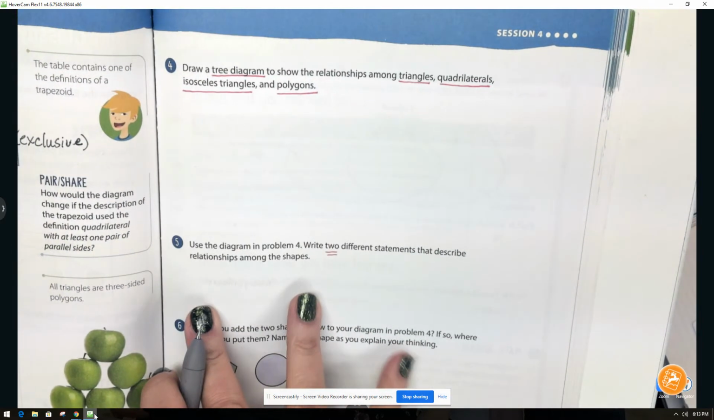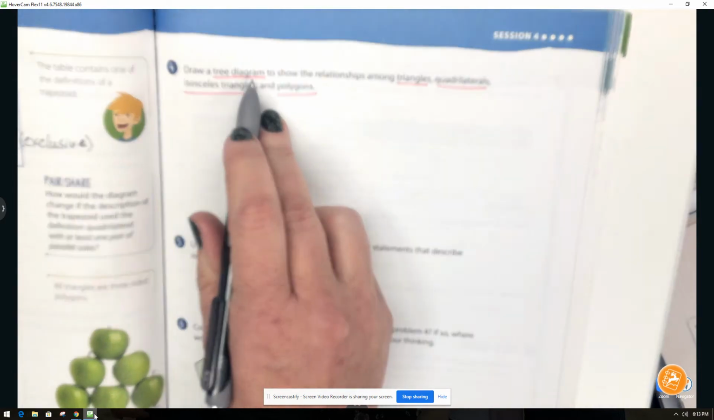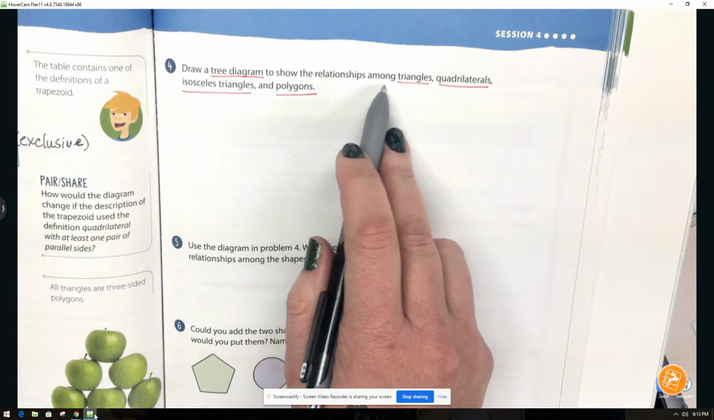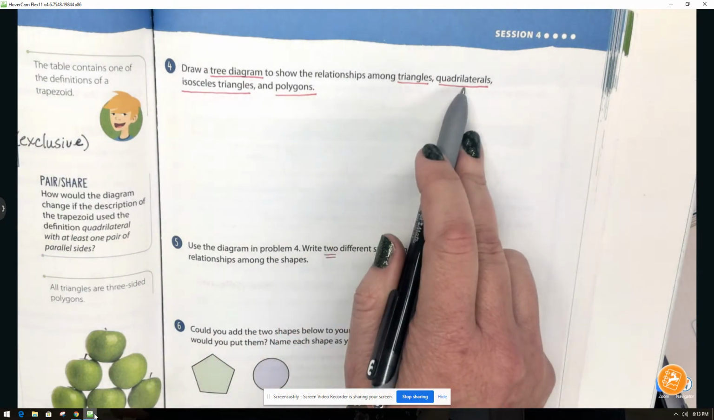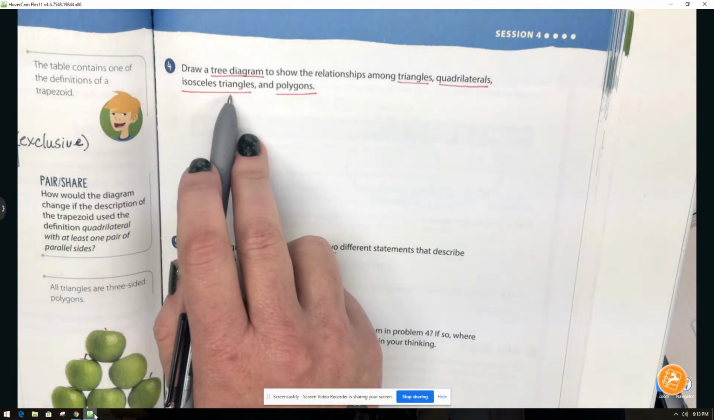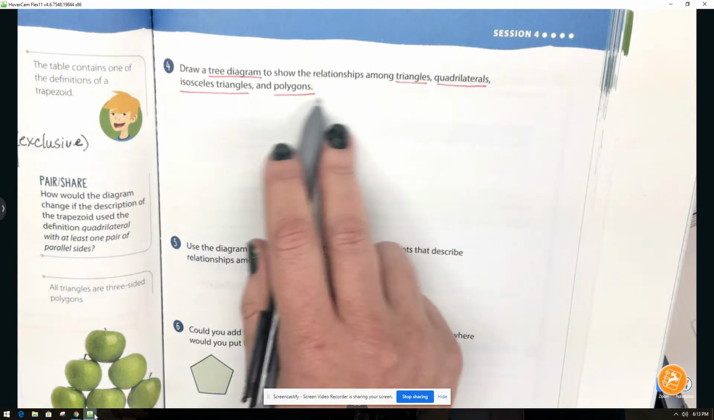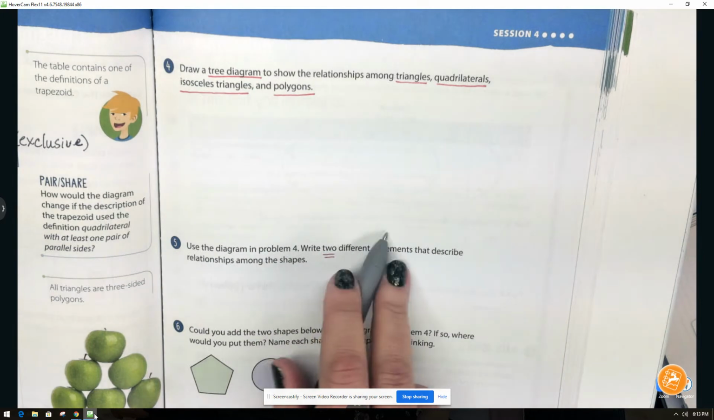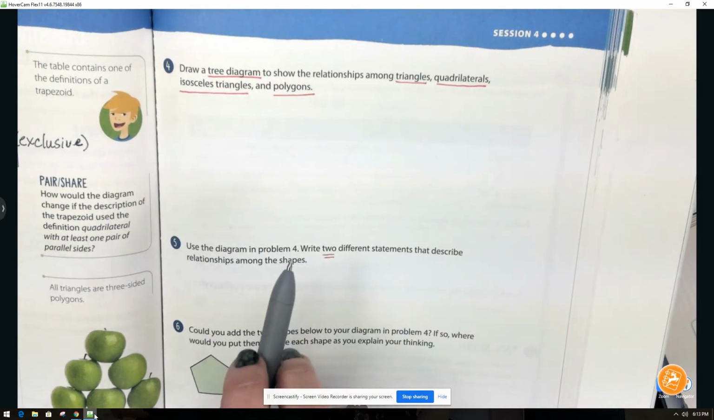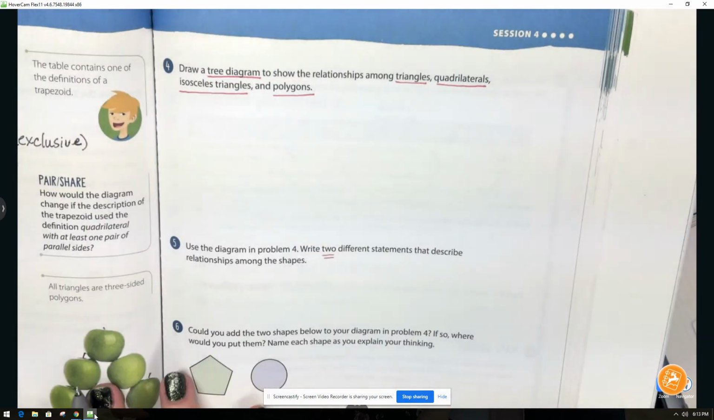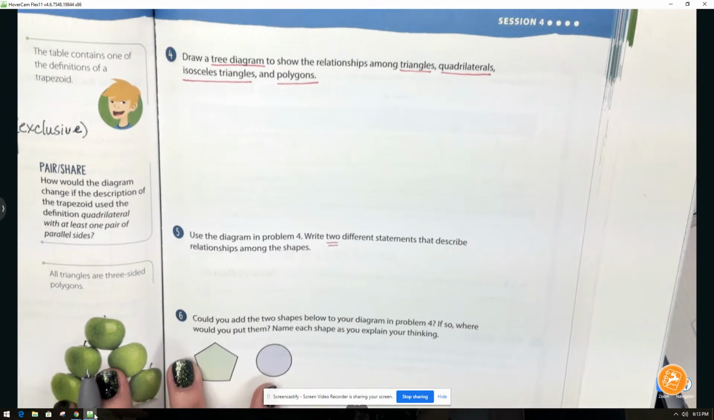Number 4, draw a tree diagram. So here you do not get to pick. You need to draw a tree diagram, and you're showing the relationships among triangles, quadrilaterals, isosceles triangles, and polygons. So remember, you're starting with your most general on the top and your most specific at the bottom, and thinking about all of the attributes and the properties that you know that each of these shapes has. But you're making a tree diagram.